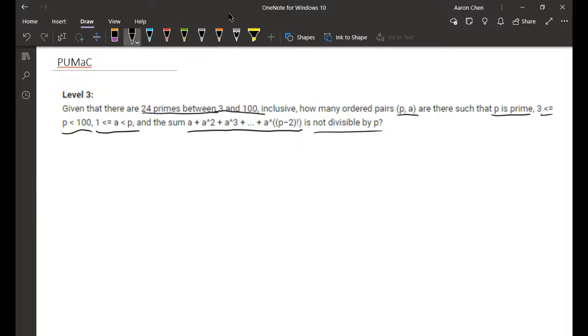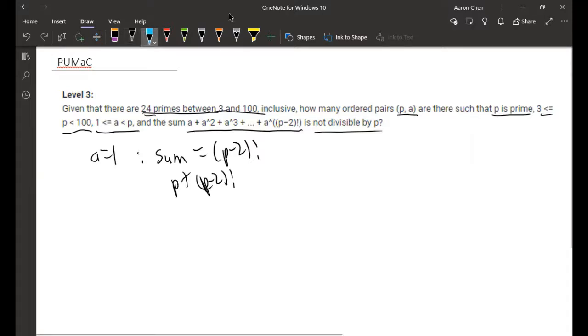And so, first of all, we can consider the case when A is equal to 1. And in this case, the sum is simply just equal to (P minus 2) factorial. And clearly, we can see that P never divides (P minus 2) factorial. And so we know that there are 24 primes between 3 and 100. So there are 24 solutions of the form (P, 1).